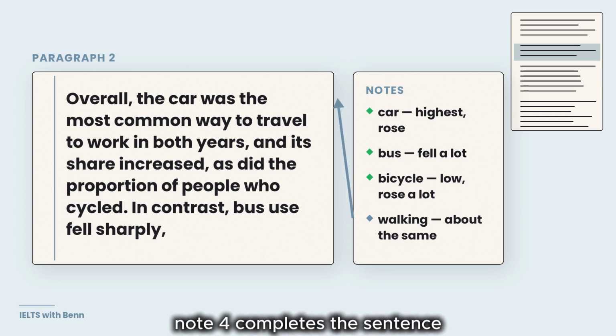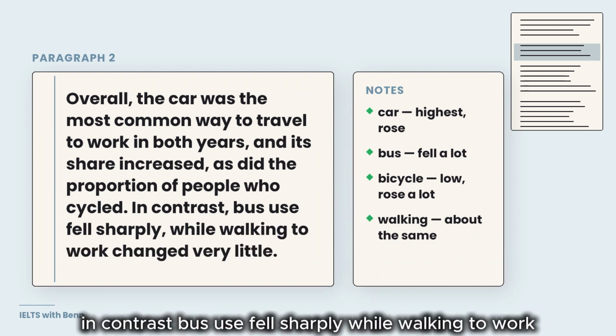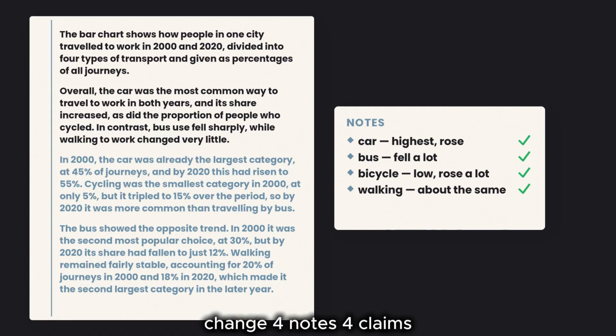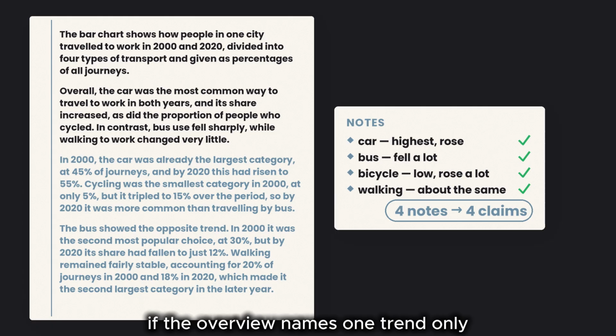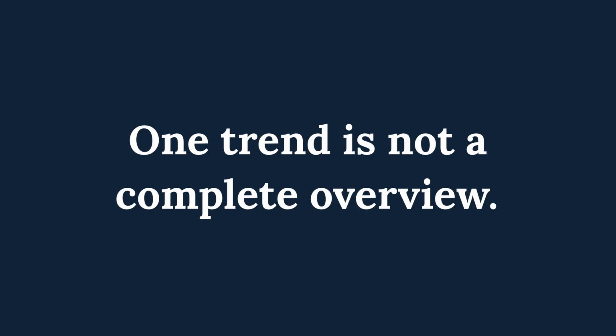Note 4 completes the sentence. In contrast, bus use fell sharply, while walking changed. 4 notes, 4 claims. If the overview names one trend only, a main trend is usually missing.